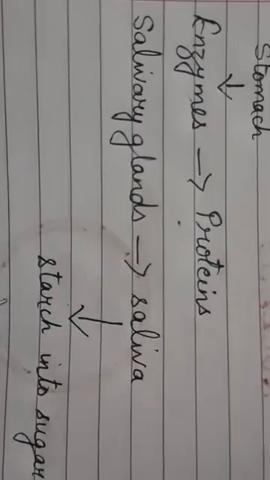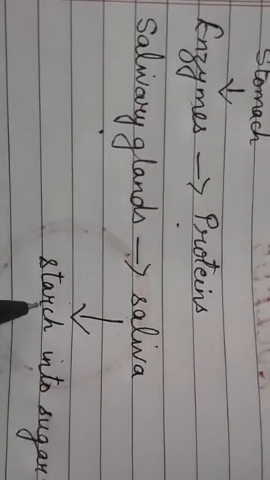Before that, we studied the enzymes which are secreted by the salivary glands. See, children, you will have to learn all this. What do the salivary glands do? In the previous video you studied that salivary glands secrete saliva. And what does the saliva do? The saliva breaks down the starch into sugar. You will have to learn all these things, children. Salivary glands secrete saliva, and saliva breaks down the starch into sugar.